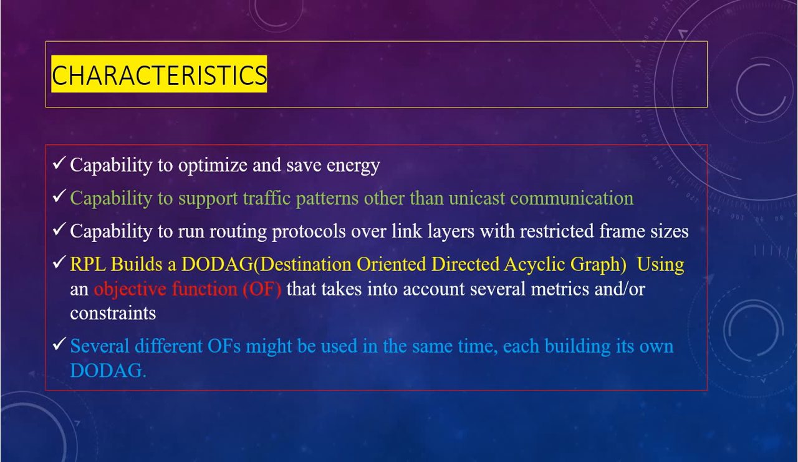Then, the capability to support traffic patterns other than unicast, that is multicast communication. The nodes in the wireless sensor network should be able to support not only their own communication data, they should be able to transport the other data which is coming from the neighbors as well. So if a time comes where you need to send the data from your neighbors, you should be able to do that. That's why the node should be capable of transferring its own data and the data which is coming from the neighbors as well.